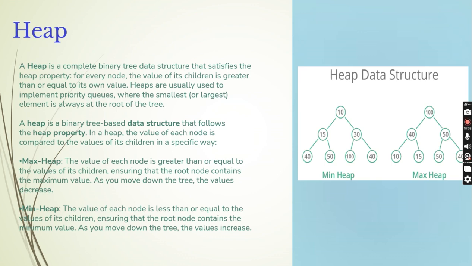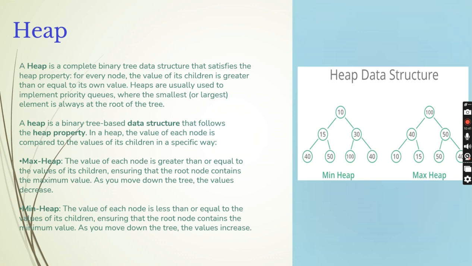node. The value of its children is greater than or equal to its own value. Heaps are usually used to implement priority queues where the smallest or the largest element is always at the root of the tree. A heap is a binary tree based structure that follows the heap property. In a heap, each node is compared to the value of its children in a specific way.